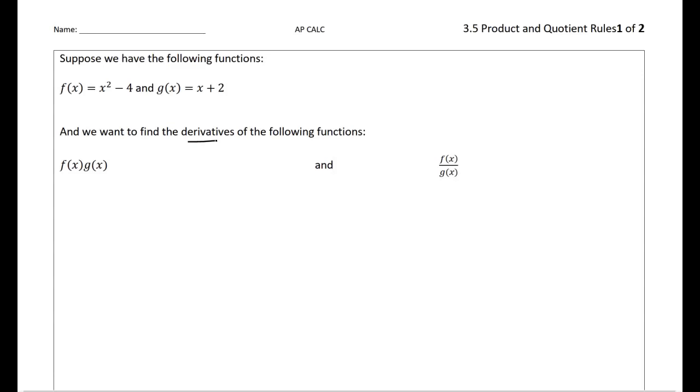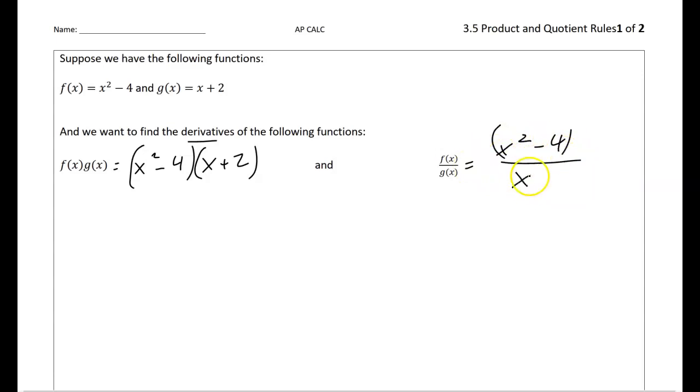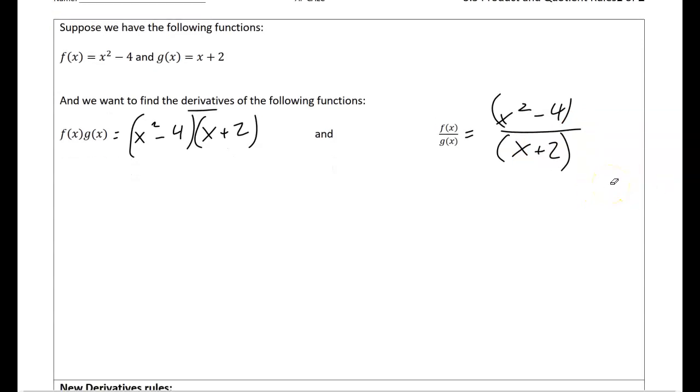So f of x times g of x, well, that would be equal to the quantity x squared minus 4 times x plus 2. And then f of x over g of x, well, that would be, by the same logic, x squared minus 4 over x plus 2. So you actually don't need shortcuts for these because you already know enough to find these.